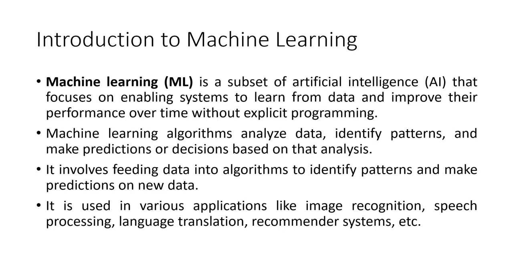The third one is data-driven learning. ML involves feeding data into algorithms. The more diverse and high quality the data, the better the learning. The model uses this data to make predictions or classifications when unseen data is given. For example, in a weather prediction system, past weather data helps predict future weather conditions. So this is the major factor of machine learning.